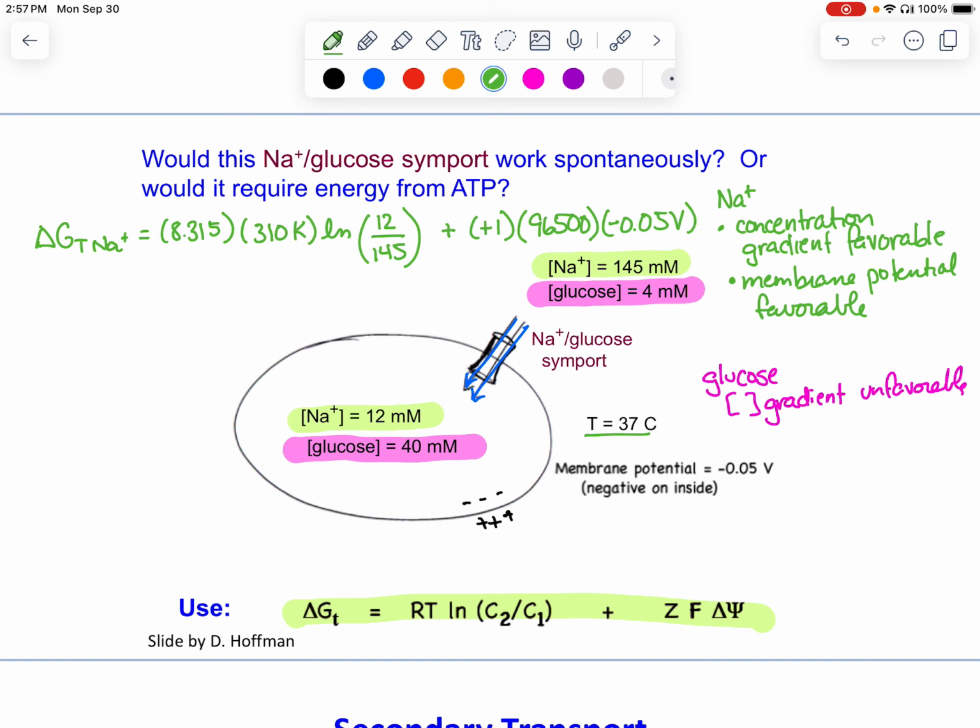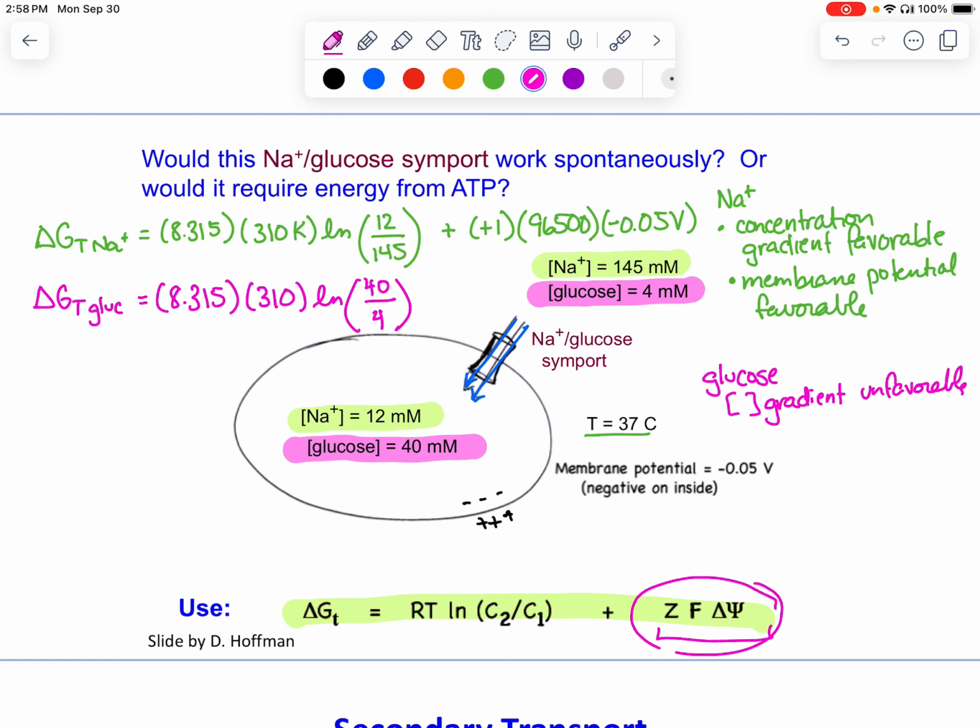I can do this same thing for glucose. So calculating the total Gibbs free energy change for the glucose. The same starting point. But now my final concentration is the 40, and here is 4. And then if I think about this last piece for glucose, the charge on glucose is 0. So this whole term right here goes away. So I don't even have to worry about that piece.